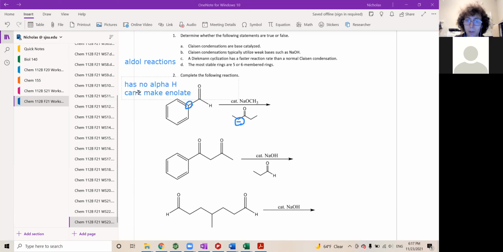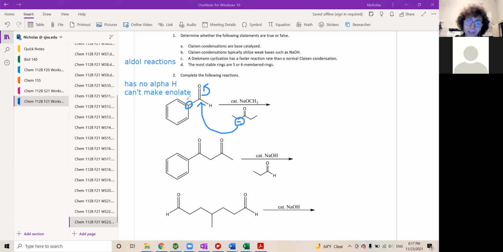So that's one factor you can look for in a mixed aldol reaction. If one thing has an alpha hydrogen and the other one doesn't, then only the one with alpha hydrogens can make an enolate. That's going to be the nucleophile. And then it will attack the carbonyl carbon of the other compound in something like this.